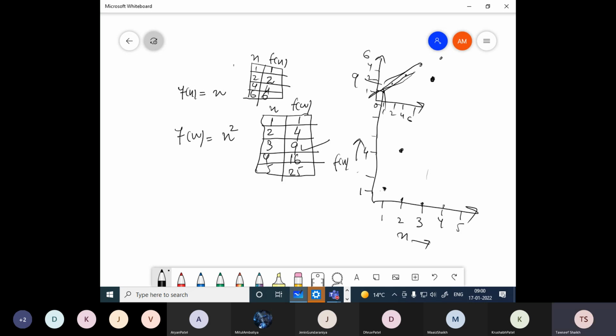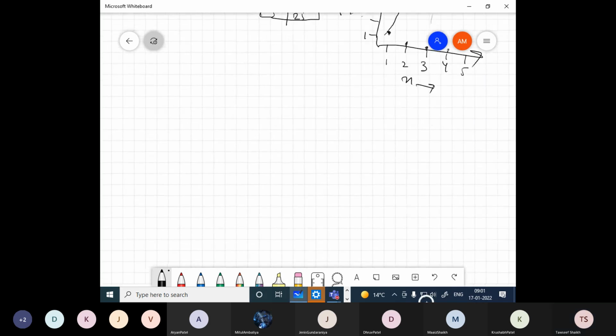So we see that the function value varies like this. It's not a straight line, but it becomes like this sort of curve. Whenever we increase the value of n, the f(n) value increases by a very huge amount. It is initially drawn like this, but then shifts towards the f(n) side. So this is the case in the quadratic.